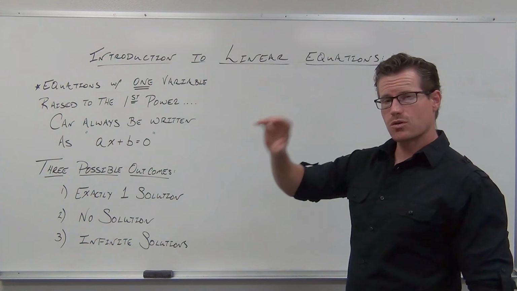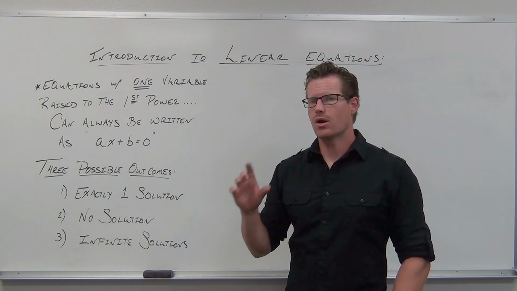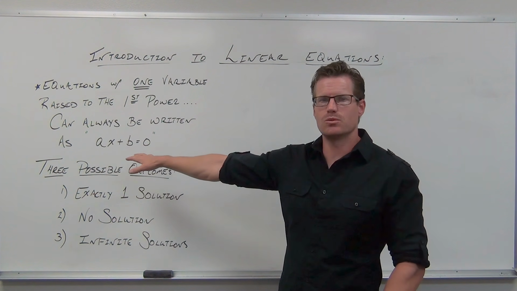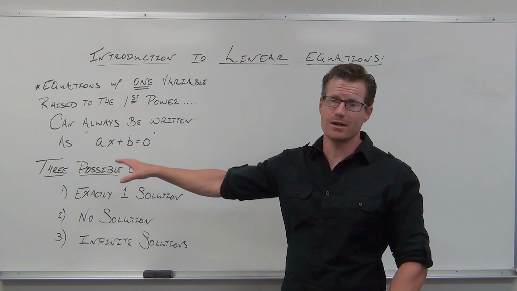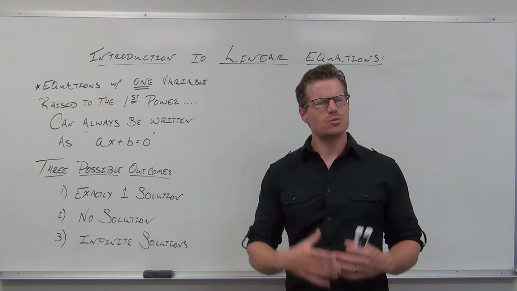We're going to see what that power 1 does for us. So we've got this equation. It's got one variable in it. It's raised to the first power. And we can always write them in ax plus b equals 0 form, or standard form for linear equations. That's what we're going to be looking at today. Now here's what we can get out of it.